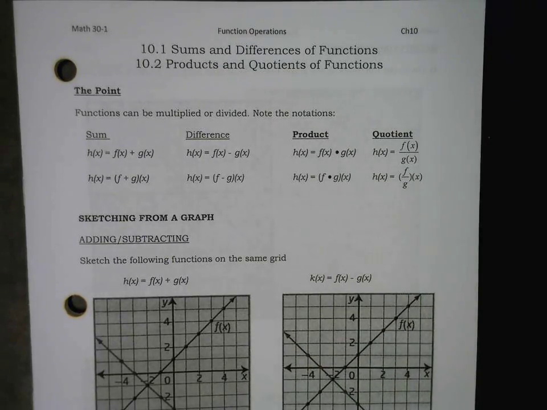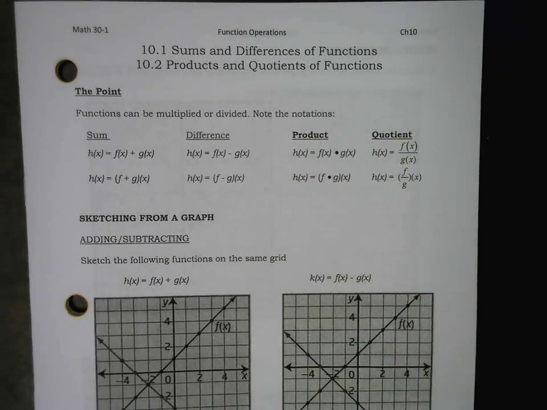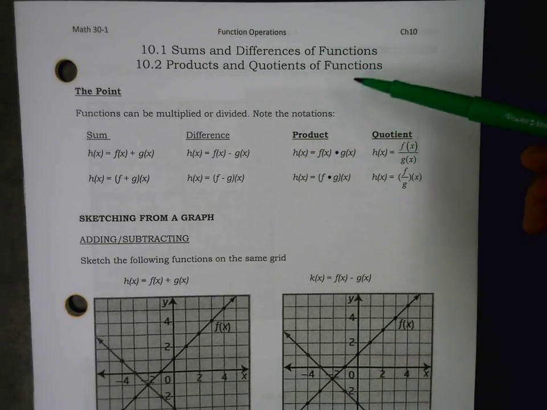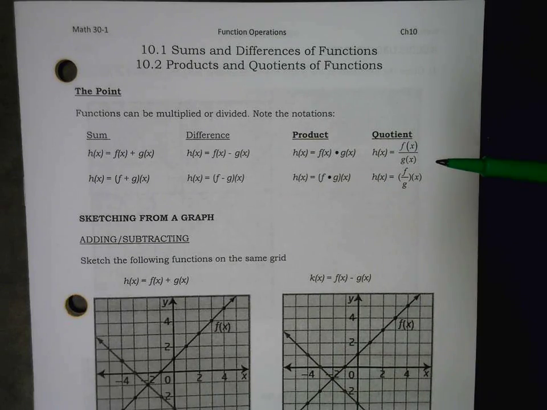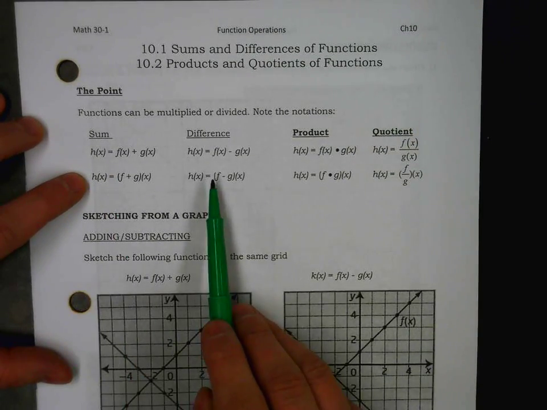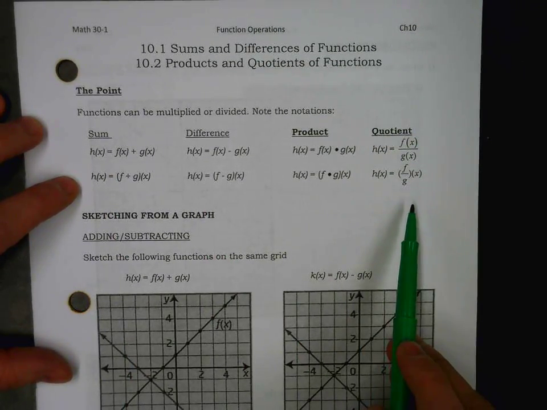Good day, Math 30-1s. Today we are talking about Chapter 10's first two topics, 10.1 and 10.2, which both look at the sums and differences of functions and products and quotients of functions. So essentially we are taking two functions, which could be polynomials, radicals, exponential, logarithmic, sinusoidal, or rational, and we are simply putting them together in one of four operations today. So we're looking at the sum, difference, product, and quotient of functions.